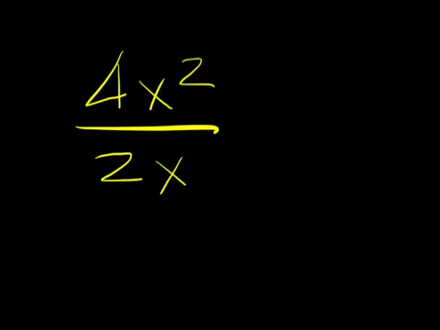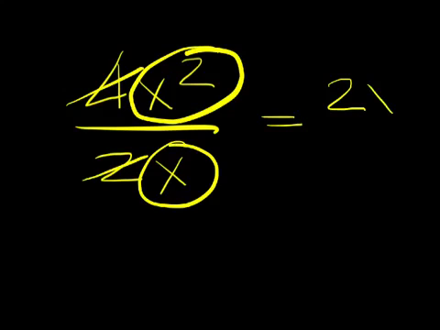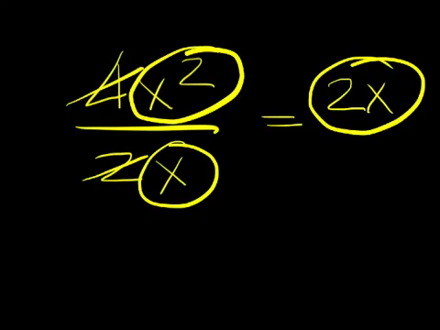The solution for the bonus problem is that the 4 and 2 cancel to simply 2 on the top, and x squared over x cancels to x on the top, 2x. Another practice problem.